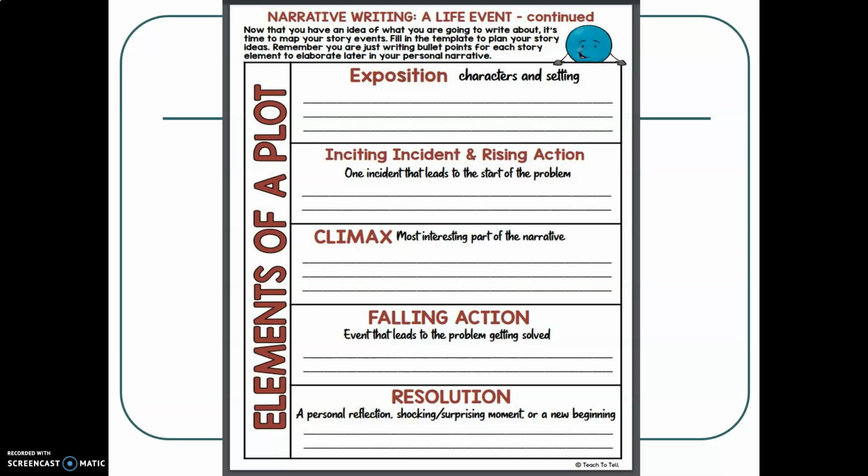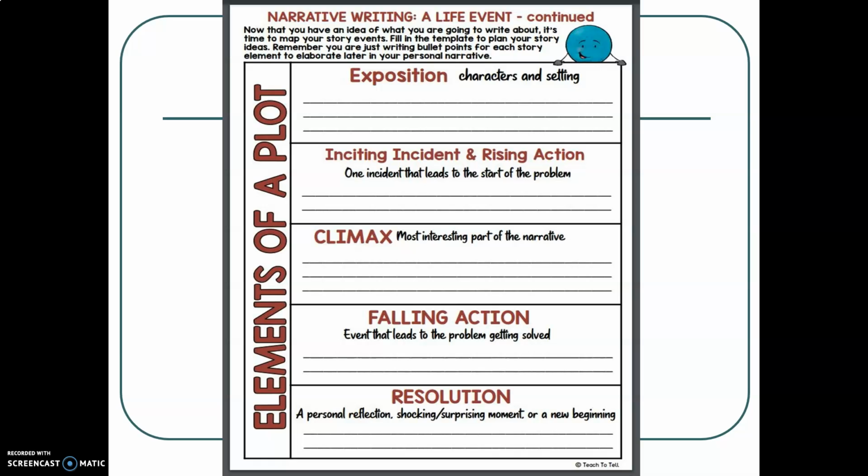So now that you have an idea of what you are going to write about, it's time to map your story events. So we're going to look at this template to plan your story ideas. Remember, you are just writing bullet points for each story element to elaborate later in your personal narrative. If we remember, typically we see the elements of plot in the shape of a hill. Well, that's the same thing that we're looking at on this template, but it's organized in a little bit of a different format.